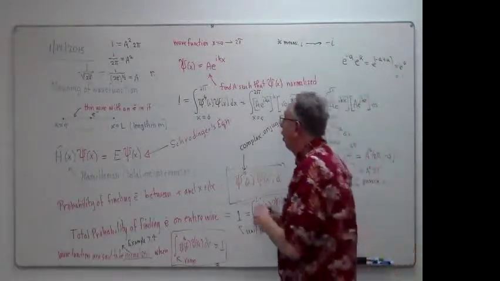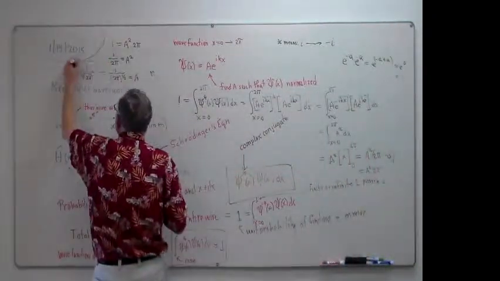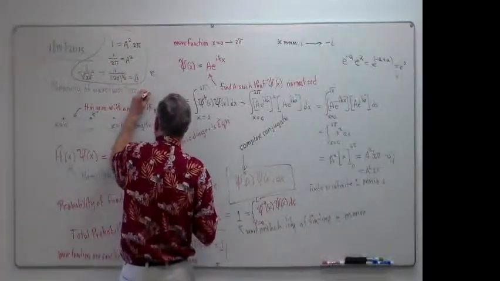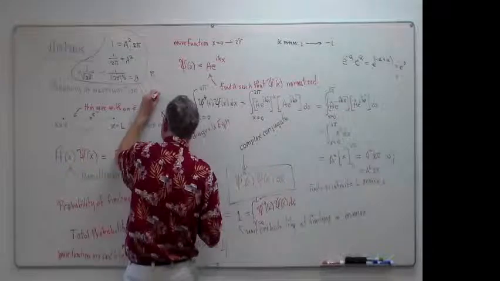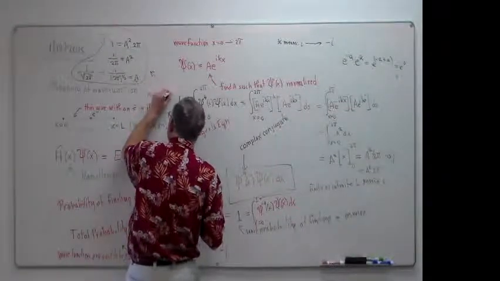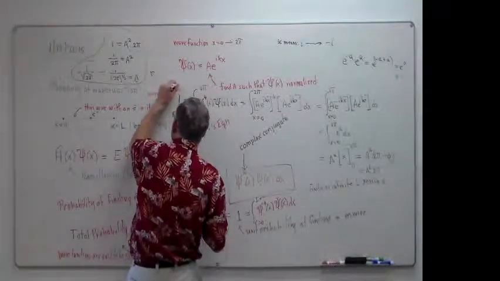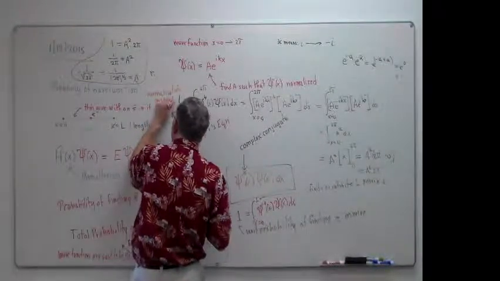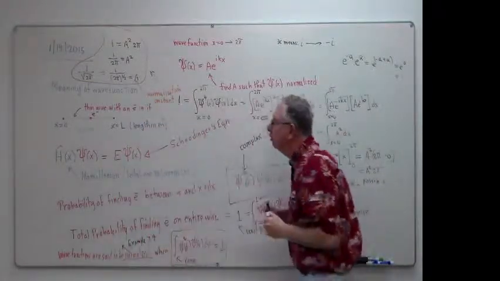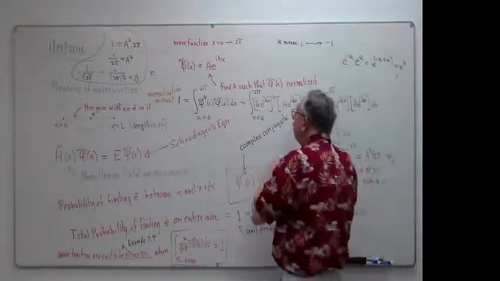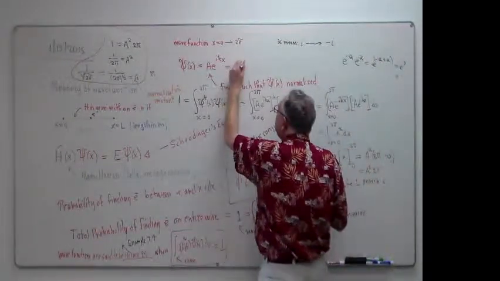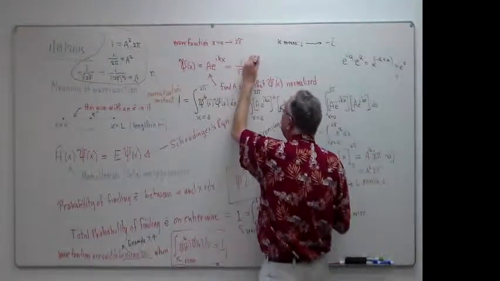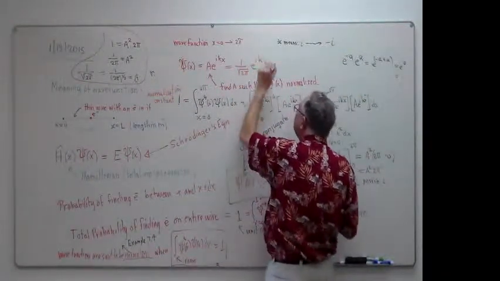This A is now what's called the normalization constant. And so our normalized wave function then is 1 over the square root of 2 pi e to the i k x.